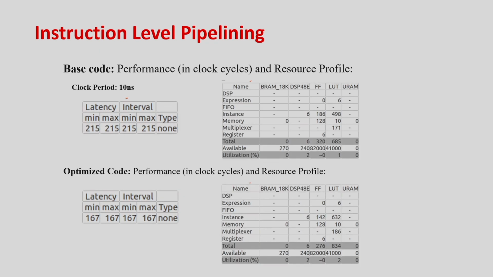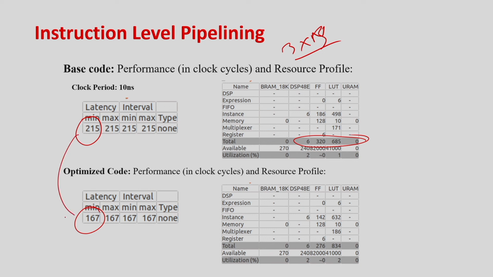So, let us see in this particular example. Again I take a 3 cross 3 matrix and run it, and this is the result I have already explained. For the basic baseline case where we do not apply any optimizations, we take 215 cycles and this is the resource usage, and now when I apply this pipeline, I can see 167 clock cycles.